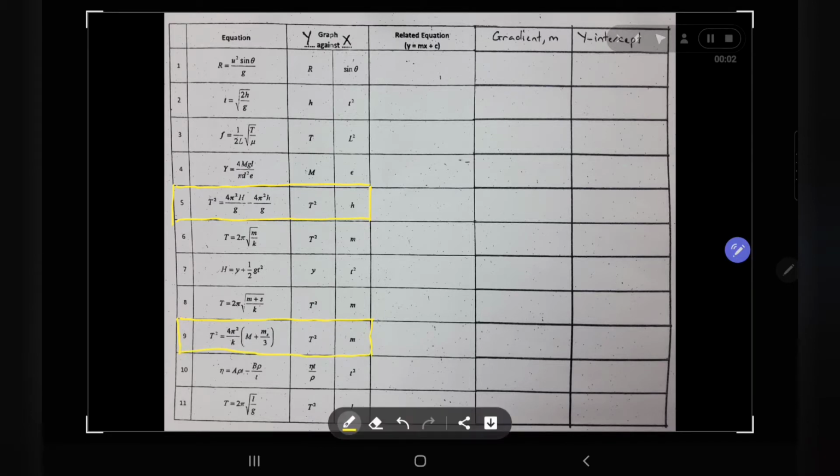So how do you answer these two questions? They ask you to calculate something from the graph, so we need to know which physical quantities are representing the y-axis, also the x-axis. Then you may know the gradient and the y-intercept. Based on this, normally we need to rearrange back the equations, and then compare with the linear graph equation, which is y equals to mx plus c.